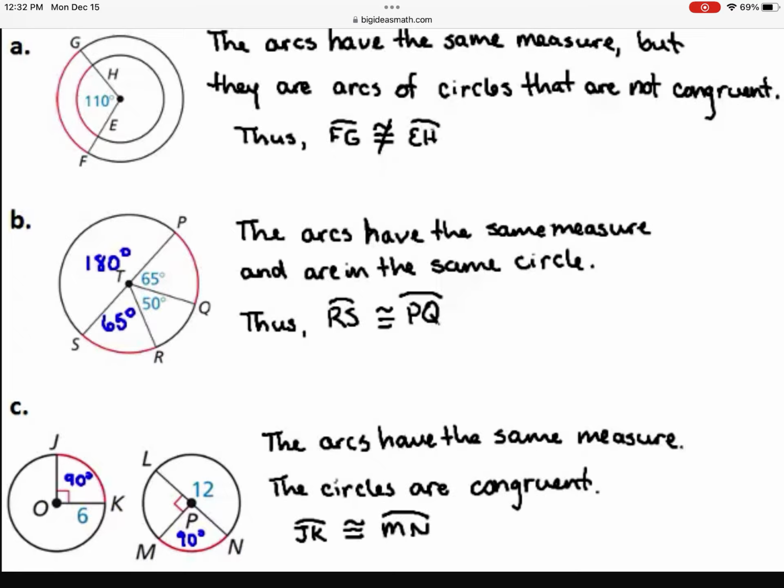Thus, arc JK is congruent to arc MN by the congruent central angles theorem.